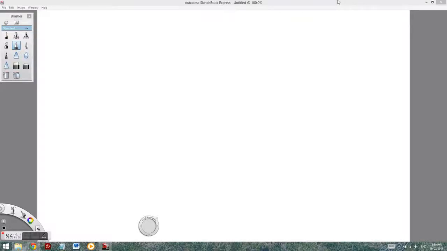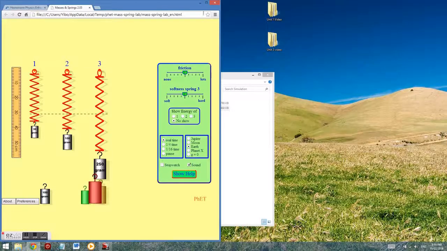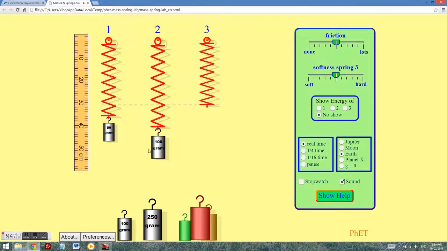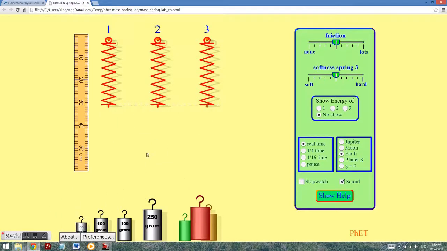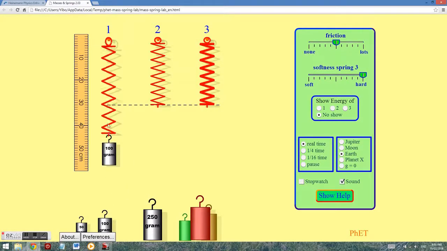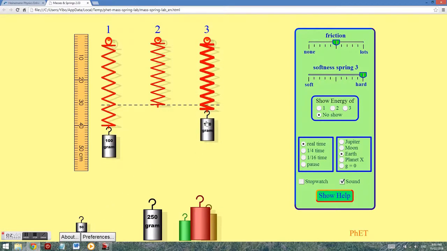Now let me show you the spring again. Say this time we make spring 3 harder, almost double that of before. If I put 100 grams here, since spring 3 is harder, double the strength of spring 1, or more than double actually, it will deflect less. Spring 3 will have a higher stiffness.